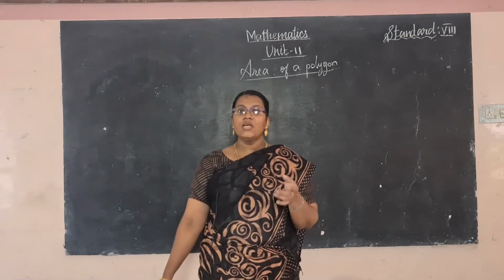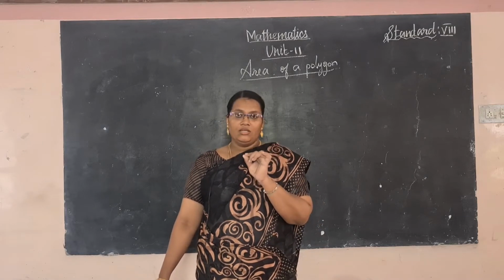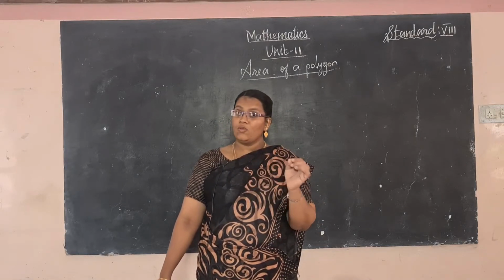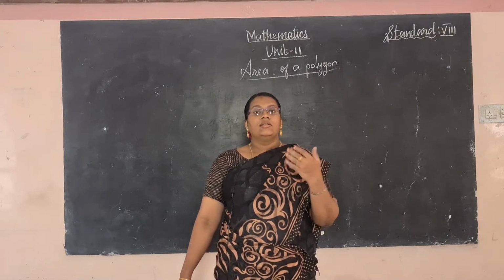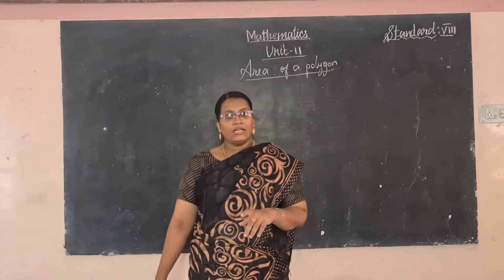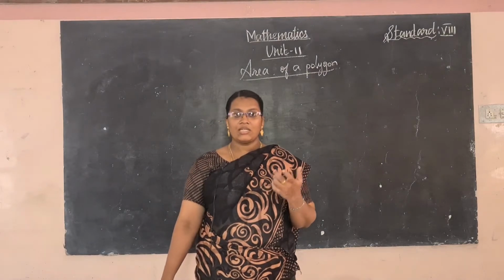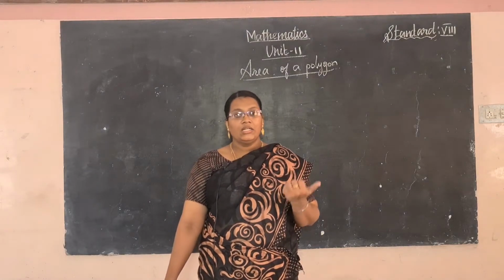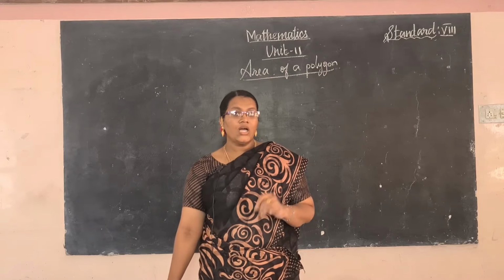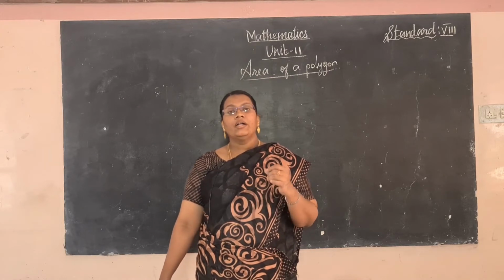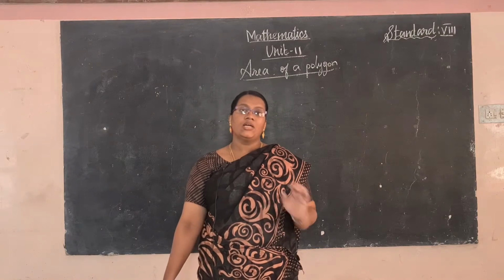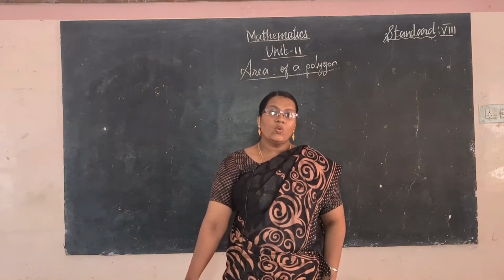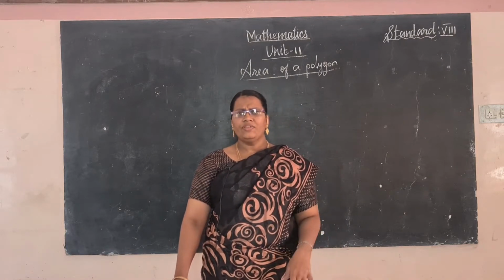Area of the rhombus is half into the product of the diagonals, d1 into d2 square units. Sometimes the side and one diagonal are given, so we use the side formula. What is that? The side of the rhombus is equal to half into the square root of d1 square plus d2 square units. Okay. And then next one, area of the trapezium.